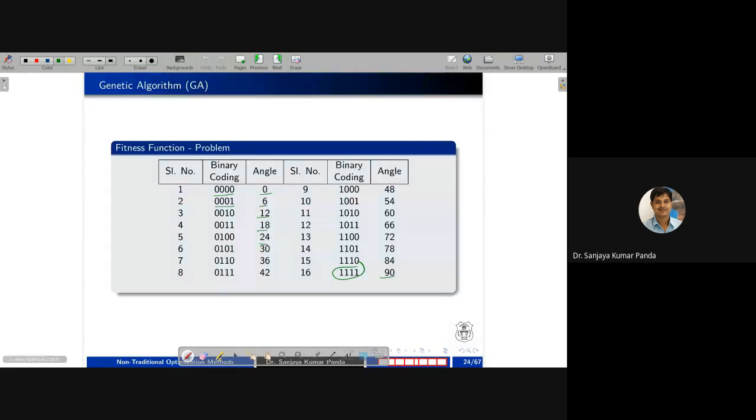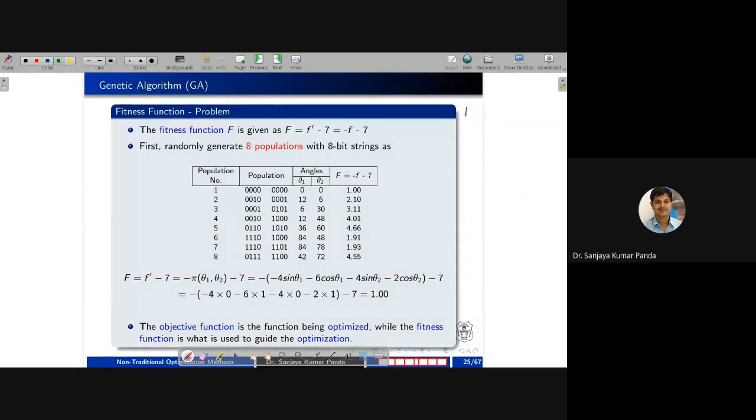But here I have taken another function that is called the fitness function. So the fitness function f is equal to f dash minus 7. Here the fitness function is different from your objective function. What is f dash? f is nothing but your objective function. So the fitness function is equal to the objective function dash minus 7. The objective function f you have seen as minus 4 sine theta 1, minus 6 cos theta 1, minus 4 sine theta 2, and minus 2 cos theta 2. So if I put this f value here, f dash is nothing but minus f, and minus 7. So minus f minus 7.